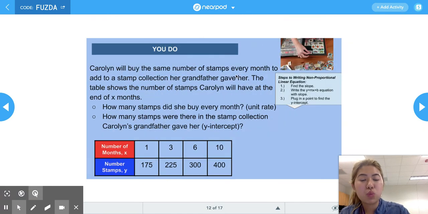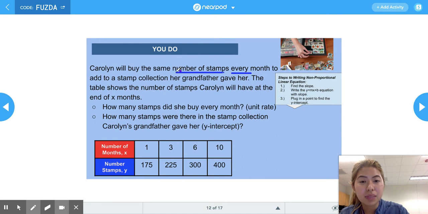So when we're given word problems and we're given a table, sometimes we're going to have to figure out in the question if they're asking us to figure out the unit rate or the y-intercept. And how we can figure that out is the keywords. So in this word problem, Carolyn will buy the same number of stamps every month. The number of stamps is going to be your slope because you have the keyword every. So that makes the initial number of stamps that her grandfather had given her the y-intercept.